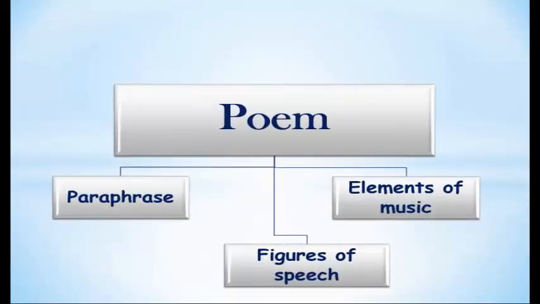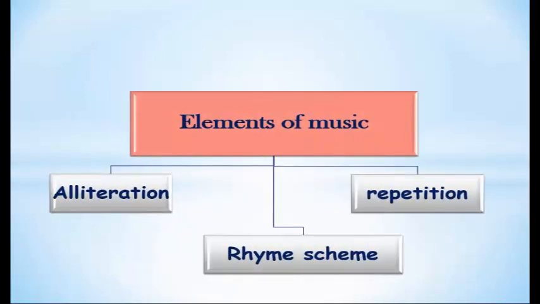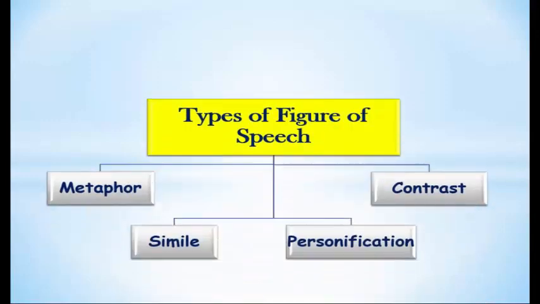In the poem, we have to pick out a paraphrase, figures of speech, and elements of music. Figures of speech include metaphor, simile, personification, and contrast. In the elements of music, we have alliteration, rhyme scheme, and repetition. Let's begin with types of figures of speech. We will start with personification.